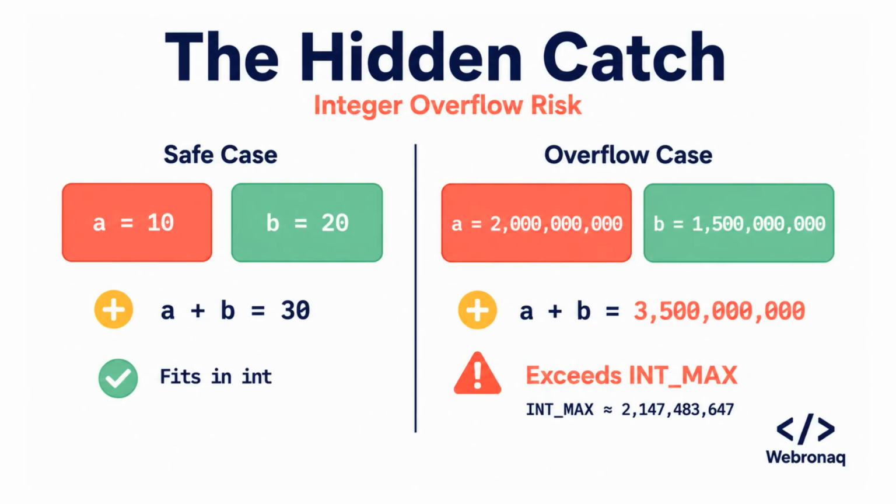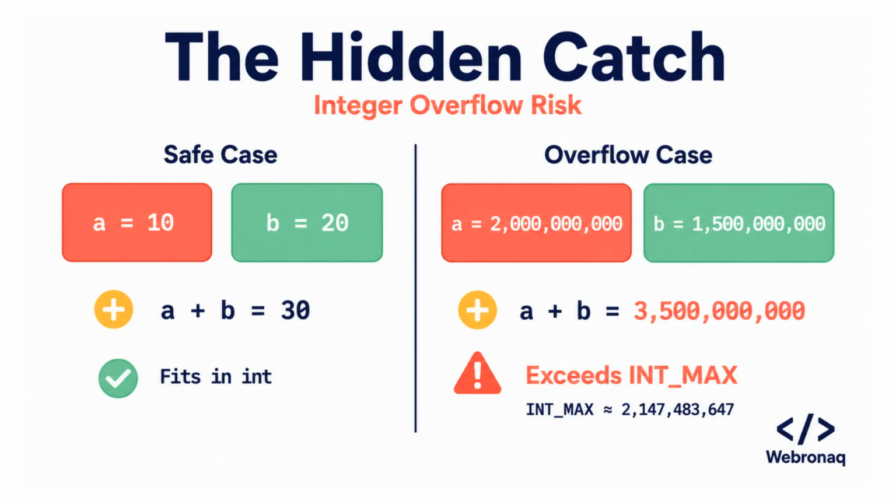Look at the example on the right. If a is 2 billion and b is 1.5 billion, their sum is 3.5 billion, way beyond what an int can hold. The result wraps around and gives us a completely wrong number, which means our entire swap gets corrupted. This is the same reason video games sometimes show weird negative scores when you play for too long, or why an old odometer in a car eventually rolls back to 0. The storage simply runs out of room.